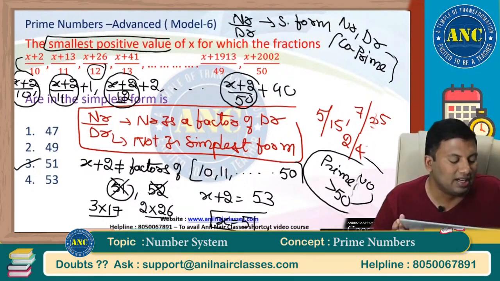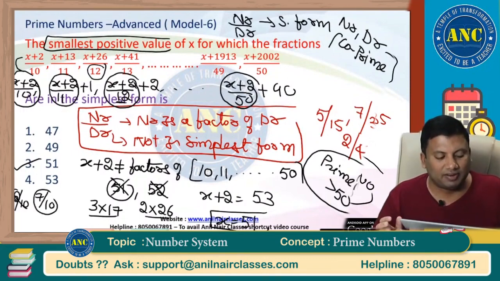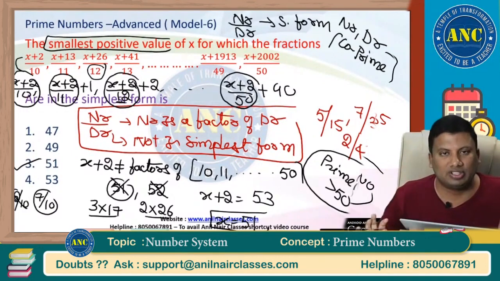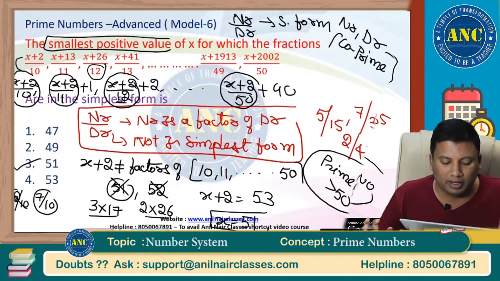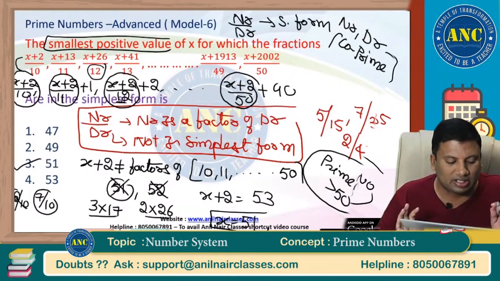If you see here, x plus 2 by 10. Suppose I take 6 by 10, it is not in its simplest form. So x plus 2 can take a prime number. 7 by 10 is in simplest form. X plus 2 by 50, x plus 2 and 50 should both be co-prime to each other. X plus 2 and 11 should both be co-prime to each other. I hope the idea is clear.